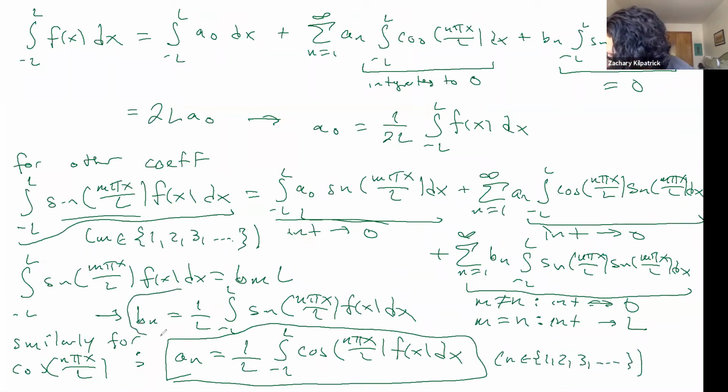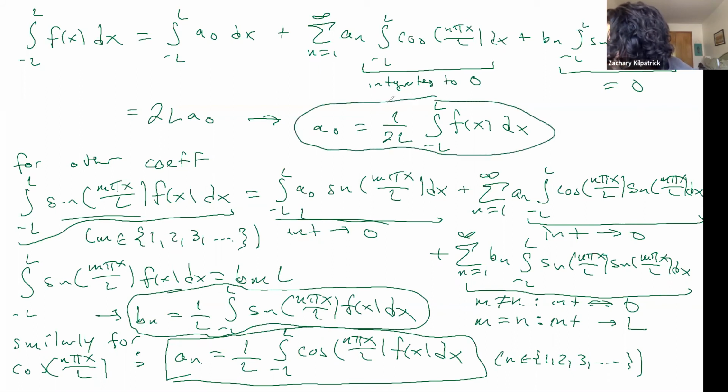I have bn here, and I have my a0 here, which is slightly different, okay? And sometimes people will just scale things by 2 in order to get rid of that extra factor of 2. But essentially, I have a way of backing out my coefficients, okay? Now, back to the heat equation.